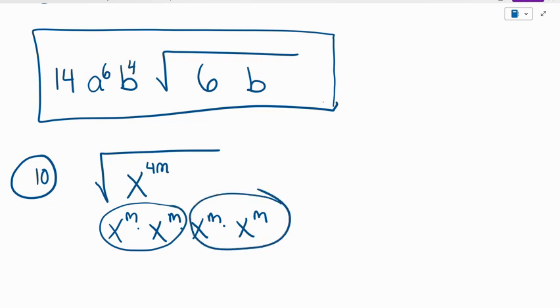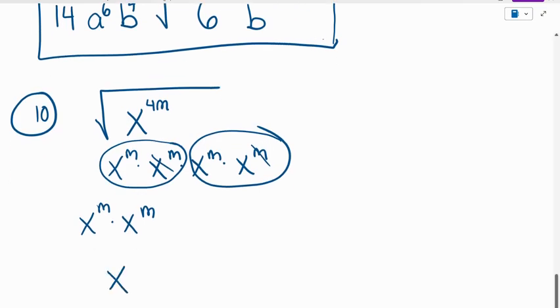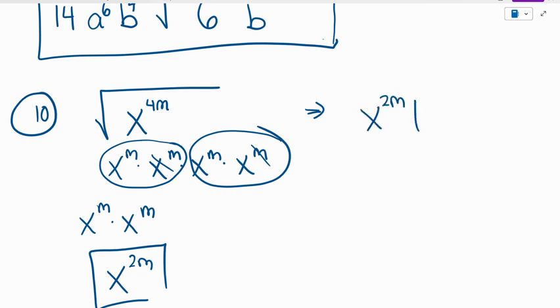So we have a pair and another pair. Everything gets taken to the outside one time. So x to the m times x to the m. What's x to the m times x to the m? x to the 2m. All right, shortcut. What does the shortcut tell us? Take the exponent, divide it by 2. 4m divided by 2 is 2m, which means it's x to the 2m, no remainder. So there's nothing left on the inside.